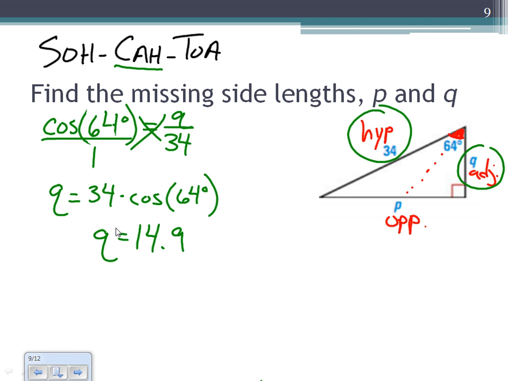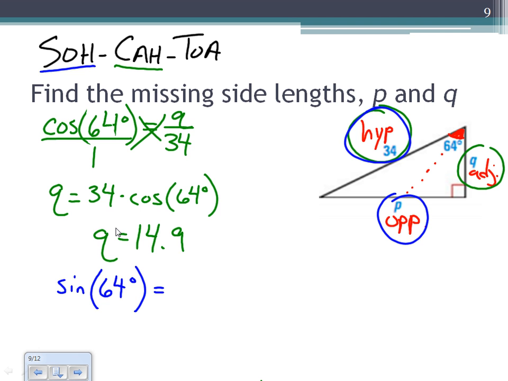Then I'm going to do the other one in blue. I'm going to choose my opposite and my hypotenuse. Check with your chief. Which one is the opposite and the hypotenuse? Gloria. So, what trig function is that? Sine. Sine equals 34 sine of 64 degrees.